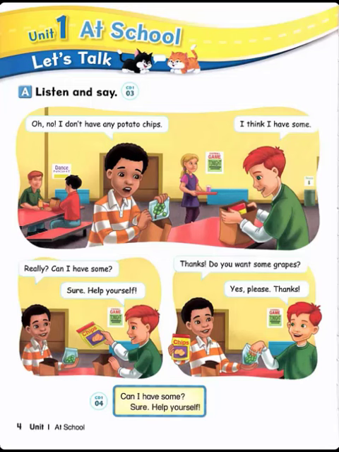Oh no, I don't have any potato chips. I think I have some. Really? Can I have some? Sure, help yourself. Thanks. Do you want some grapes? Yes, please. Thanks.